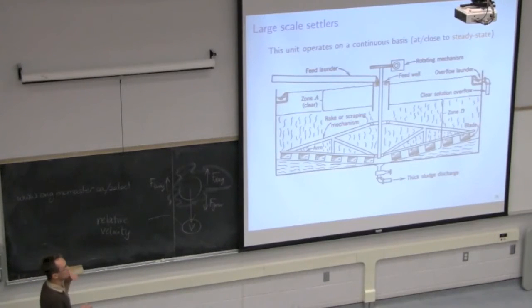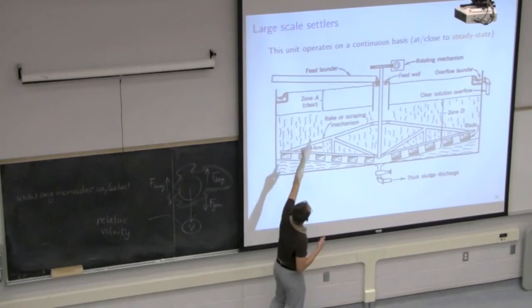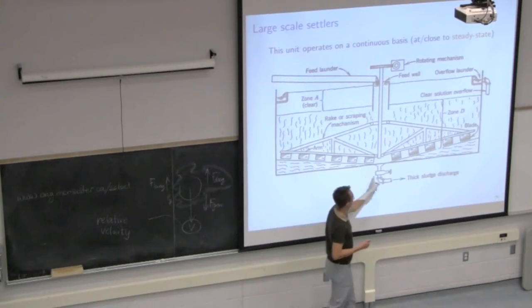These operate in continuous mode. So it is very important to distinguish between those cylinder examples, which are a batch process. You put a whole bunch of material in the cylinder, shake it up, and watch it settle. This is a continuous process, so it's always operating, always settling, and you're feeding new material in at the top and taking your solids out.